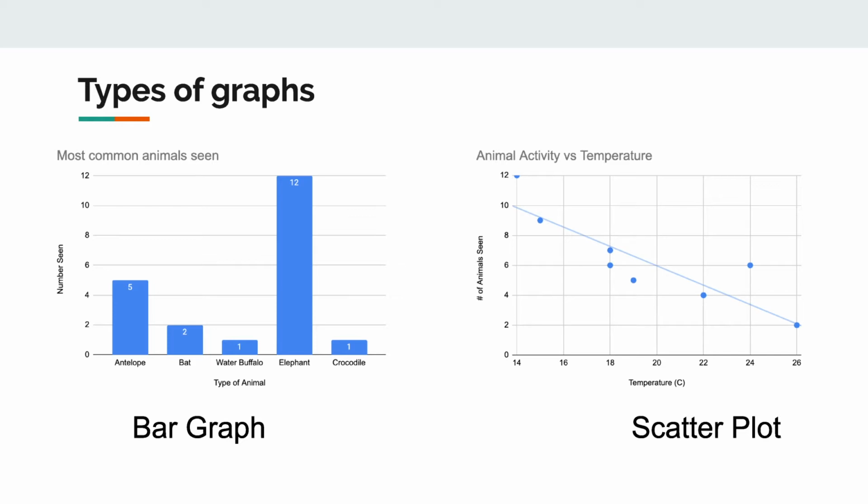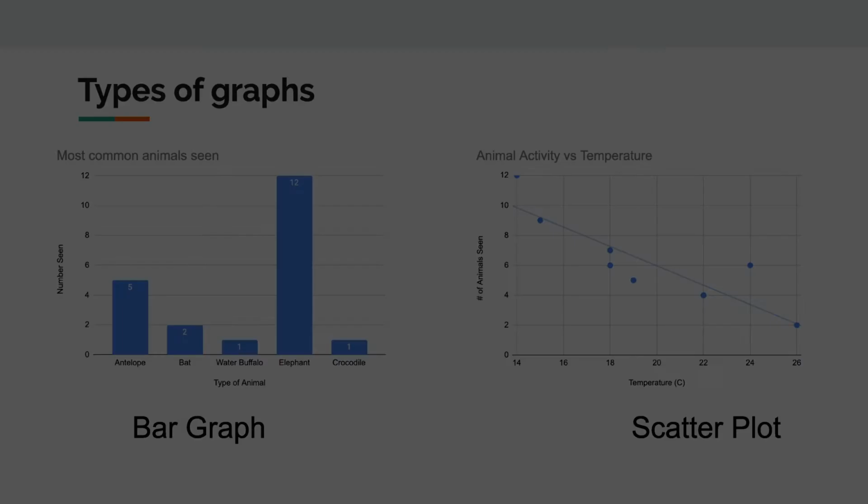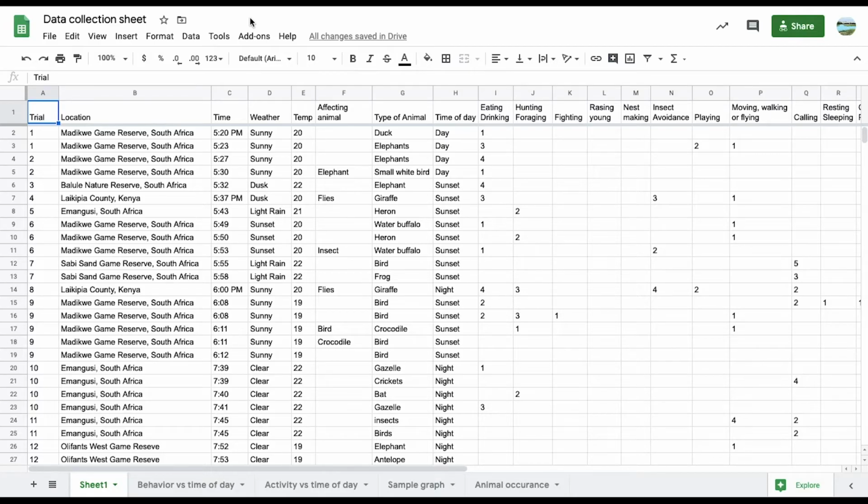Sometimes we might need to reorganize the rows and columns in our data sheet in order to graph our data. Let's take a look at how we can do that now. Here is my data sheet. Let's look at how I can organize my data to make graphs using the data sheet that I collected.